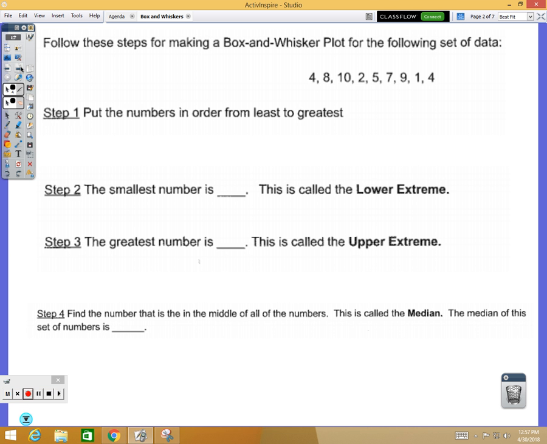So if you're given a set of data, again, we're looking at the side of your paper that has the 4, 8, 10, 2, 5, 7, 9, 1, 4. Make sure you're on the right side. I have the steps clearly written down. It says step 1, put the numbers in order from least to greatest. So let's do that now.